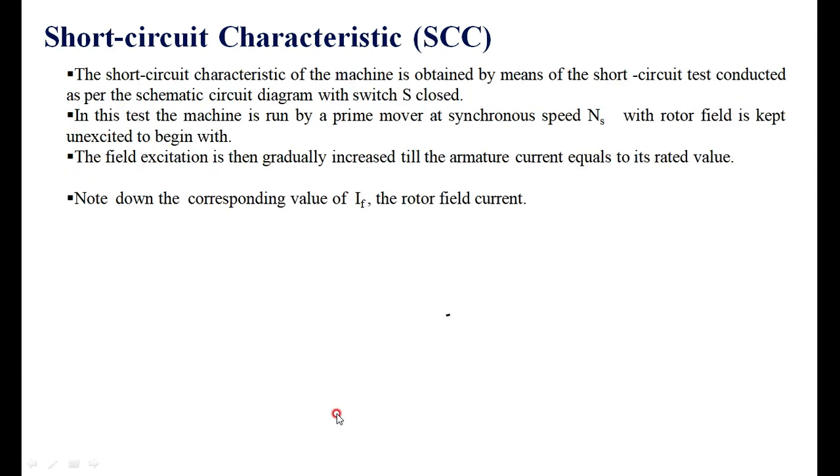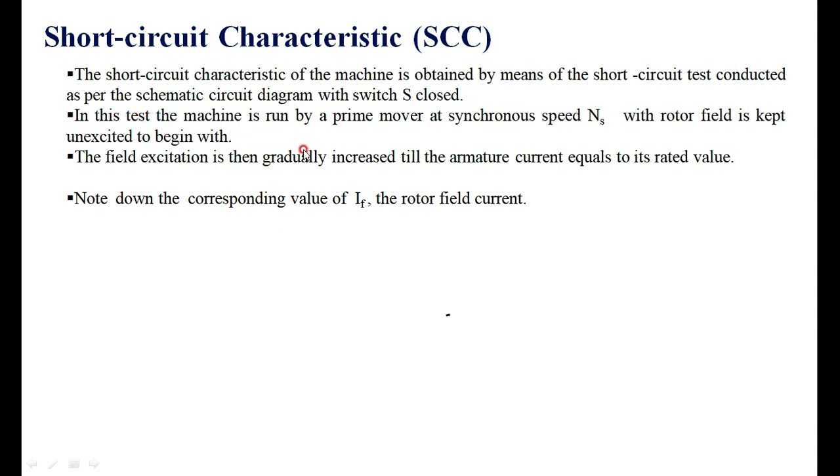The next one is the short circuit characteristics. The name itself suggests that you conduct the test while shorting the terminals of the alternator. How do we go about this? Once again, the short circuit characteristics of the machine is obtained by means of a short circuit test conducted as per the schematic circuit I will show you.